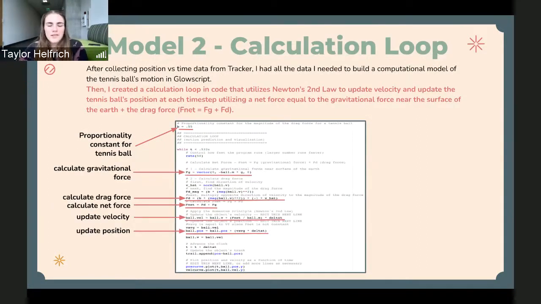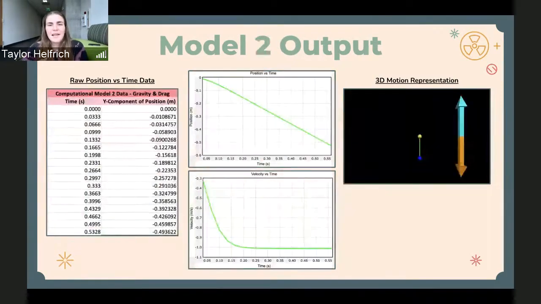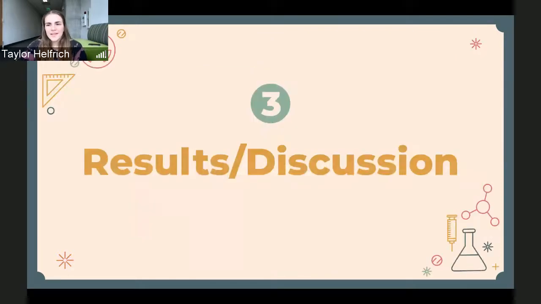The second model does the same thing, except that Fnet is equal to Fg plus Fd, where we do have a proportionality constant for the tennis ball. Then we calculate the gravitational force, then the drag force, and add those together for the net force, and then use that to update velocity and position. And then, as you can see, here's some of the Model 1 output with the raw data, as well as the graphs and the 3D representation, and the same for Model 2, and you can see some differences there that we'll talk about in 1 second.